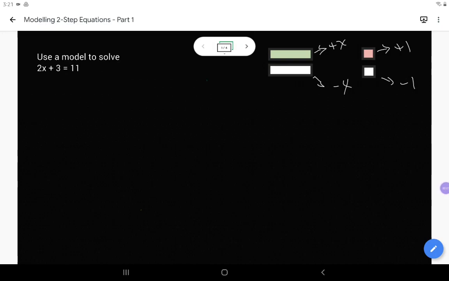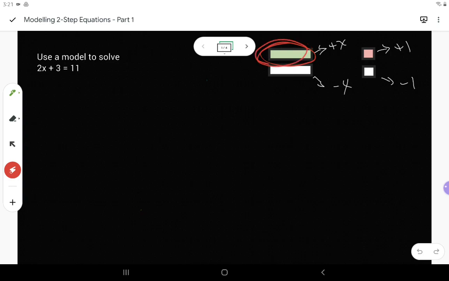Alright, so in this video I'm going to look at modeling two-step equations and how to solve those models. So with this one, I'm going to start off modeling 2x plus 3. For 2x, remember up here the positive green rectangles represent positive x's and a white rectangle would represent a negative x. For my ones tiles, a red square represents a positive 1 and a white or blank square represents a negative 1.